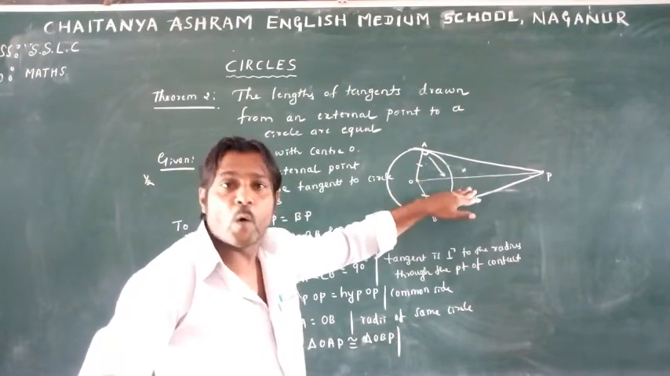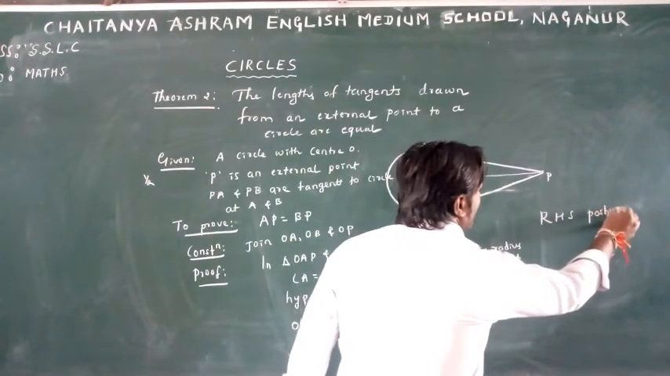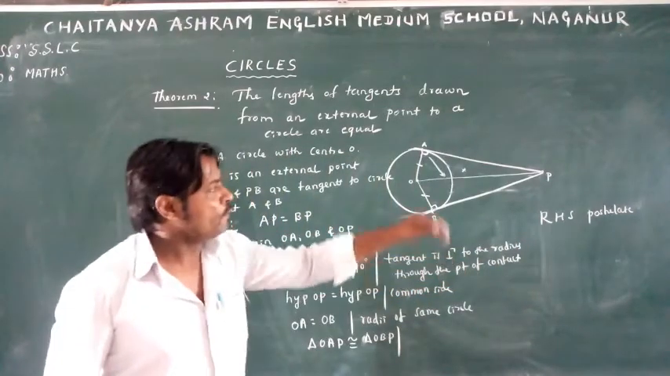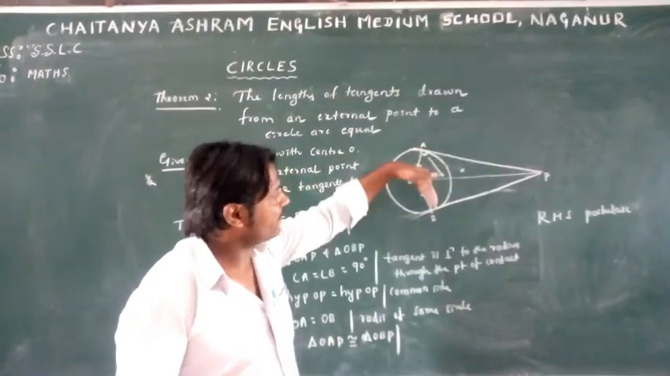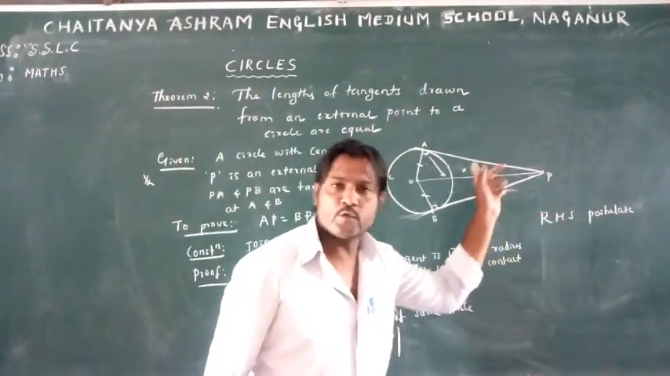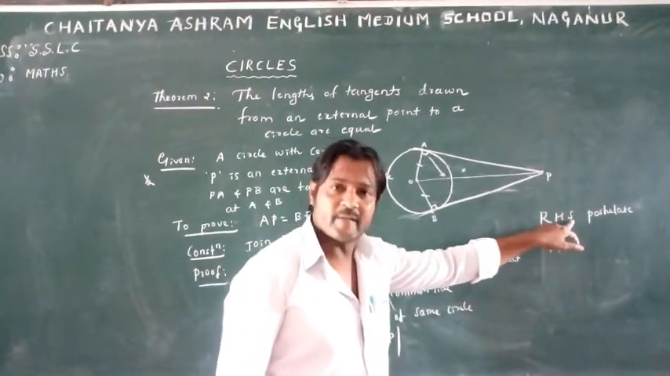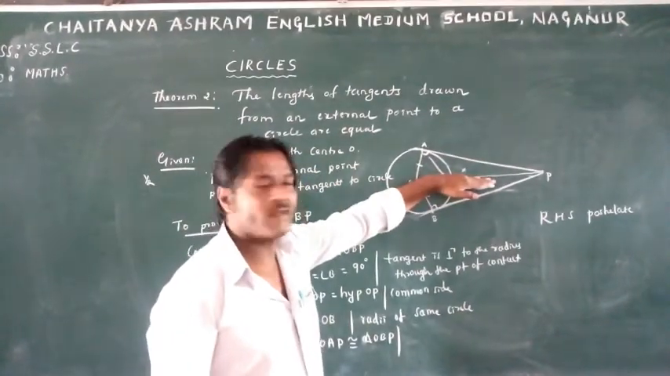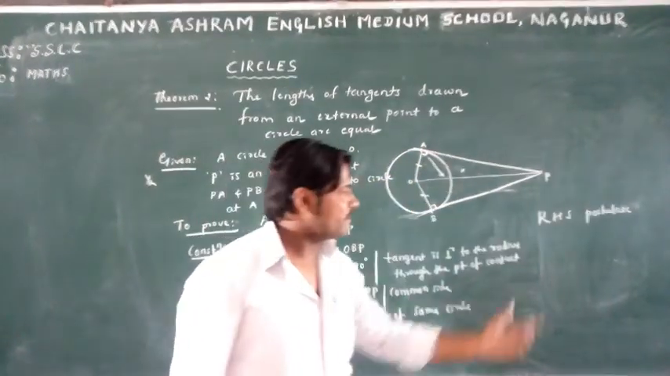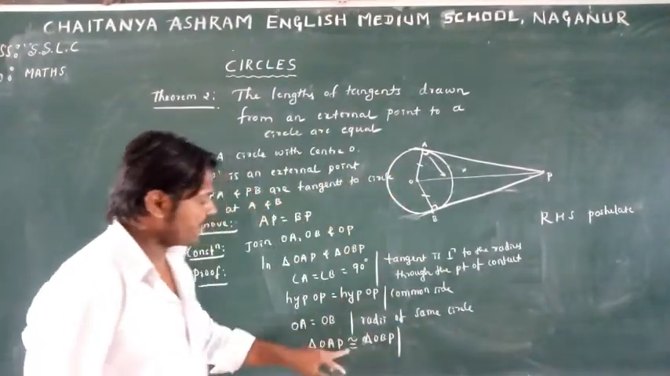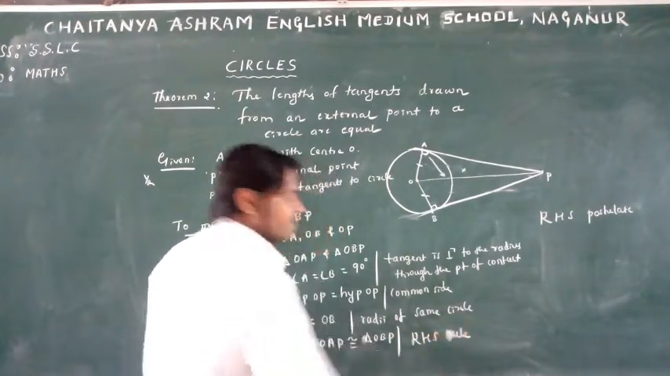These two triangles obey the RHS postulate, the congruency postulate. What does it state? Two right triangles having the same hypotenuse and one side equal are congruent by this postulate. There are two right angled triangles, their hypotenuses are equal, and one side of this triangle is equal to one side of the other triangle. So these two triangles obey the RHS condition, that is why these two triangles are congruent. This is because of the RHS rule.